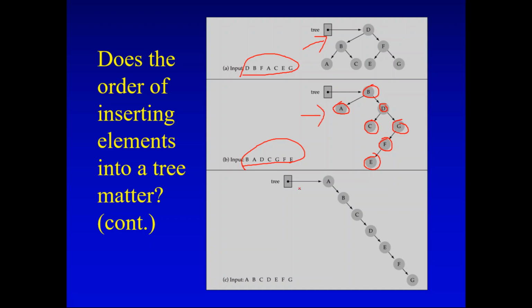But if the inputs are A, B, C, D, E, F, G, in ascending order, then you will get a skewed tree. So this tree, you can see it is skewed on the right side.